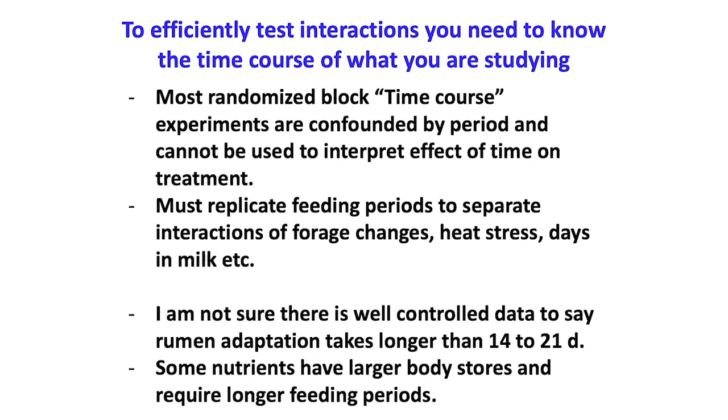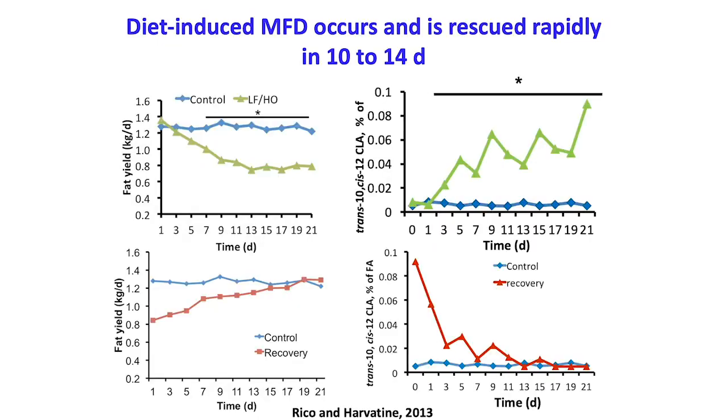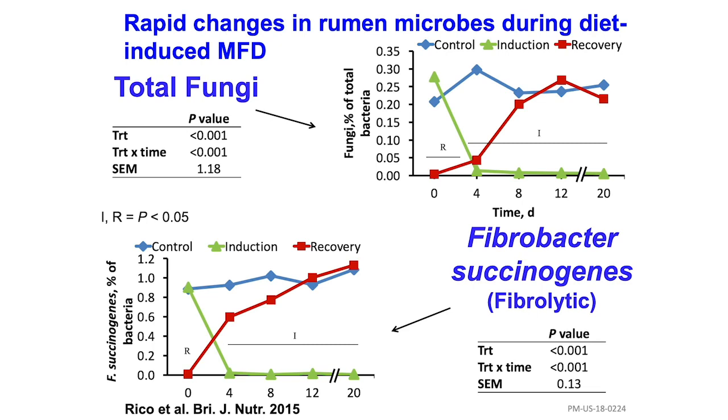So we did an experiment to see how quickly we could get milk fat depression. We have our controlled diet. We caused milk fat depression with the low forage, high oil diet. And you can see we progressively decrease milk fat over 7 to 10 days. We get this increase in trans 10 isomers. Switch that cow back to a normal diet. We get recovery by day 18. So we did this to be able to say we know milk fat depression occurs rapidly. So now we can design experiments where we have shorter feeding periods. And we also went on to show that we see a similar time course in the change in microbial populations within the rumen.